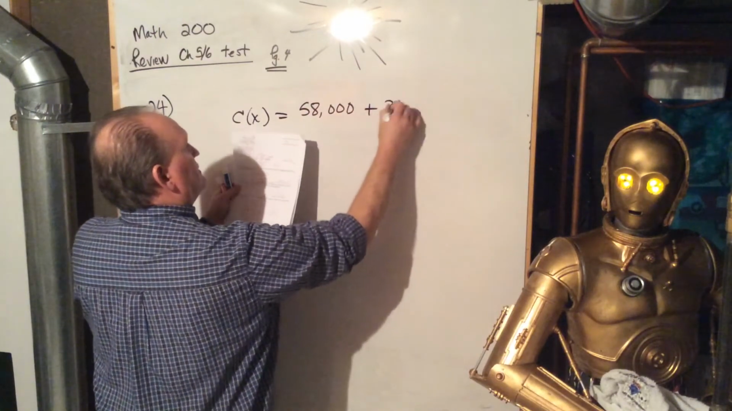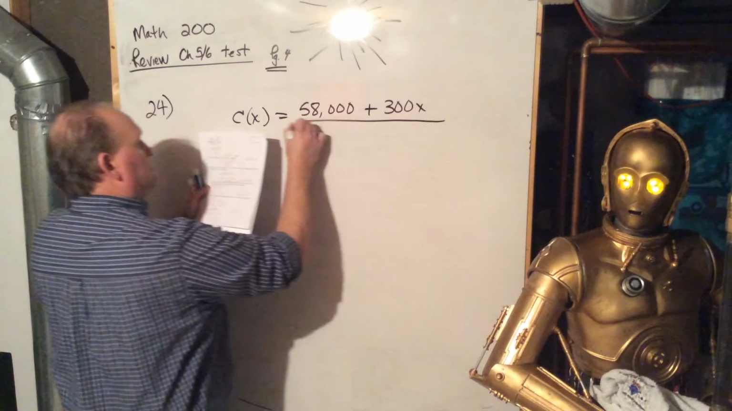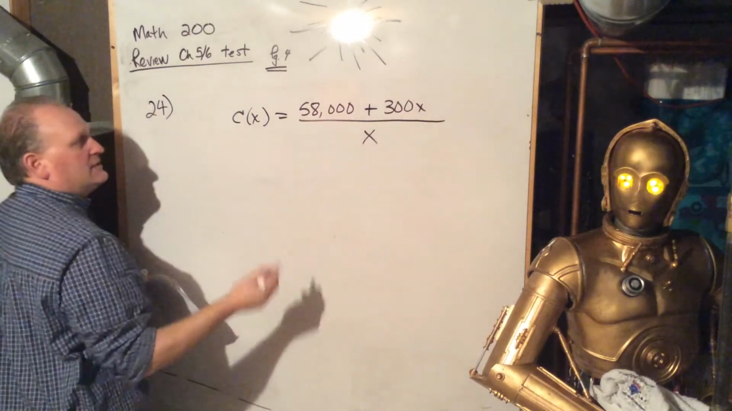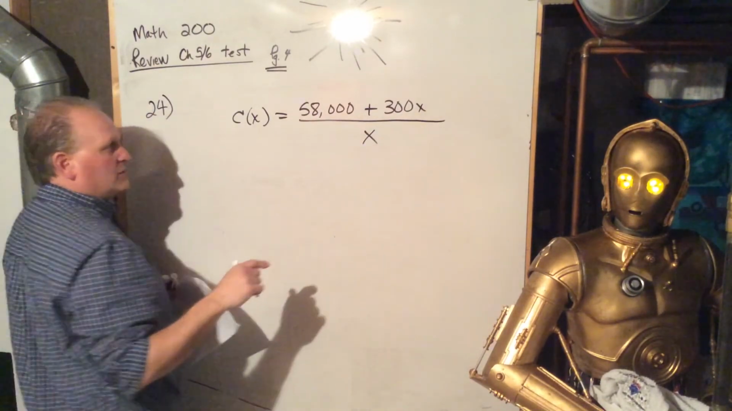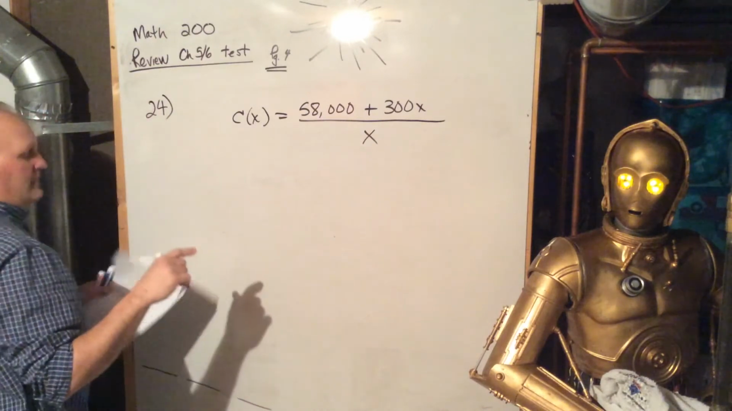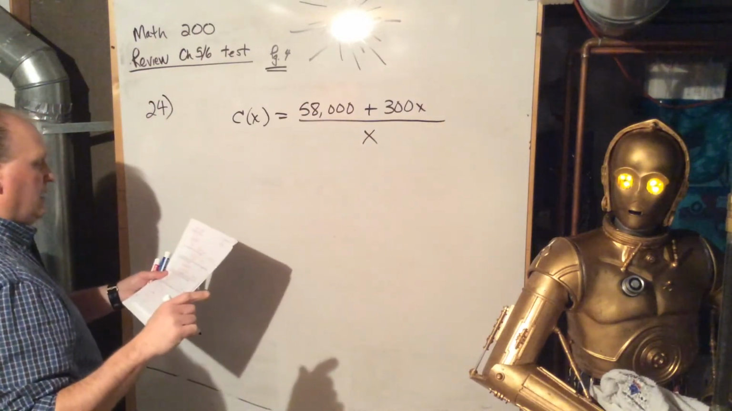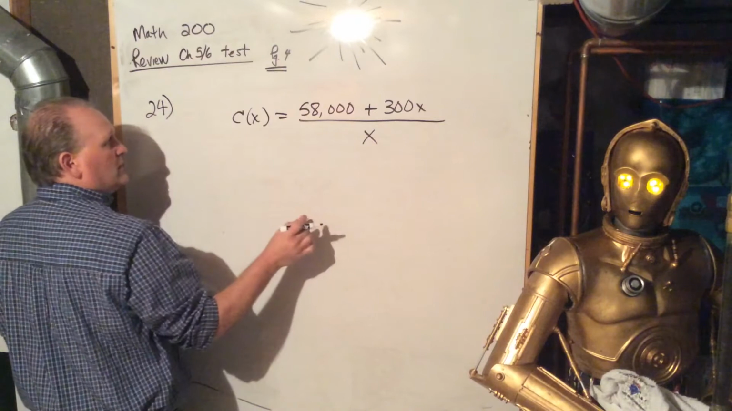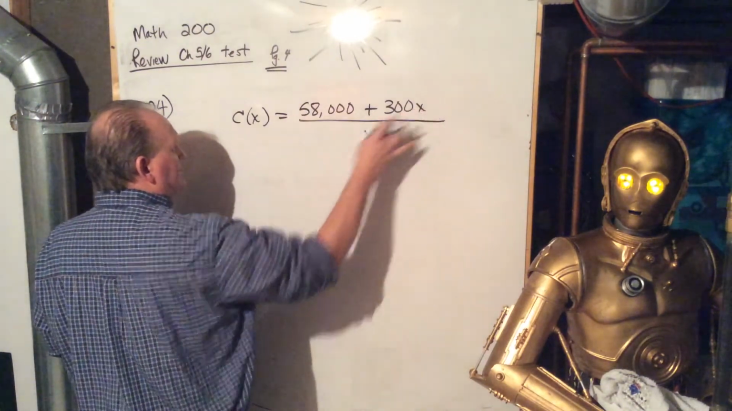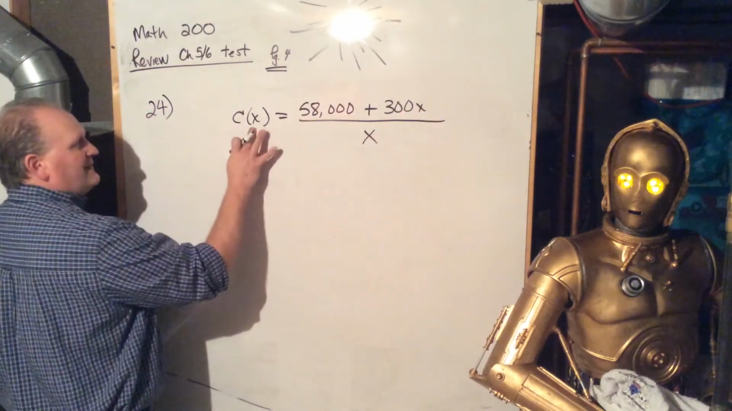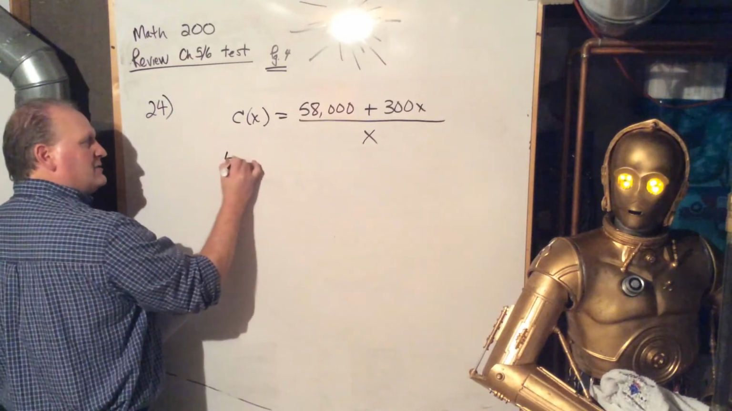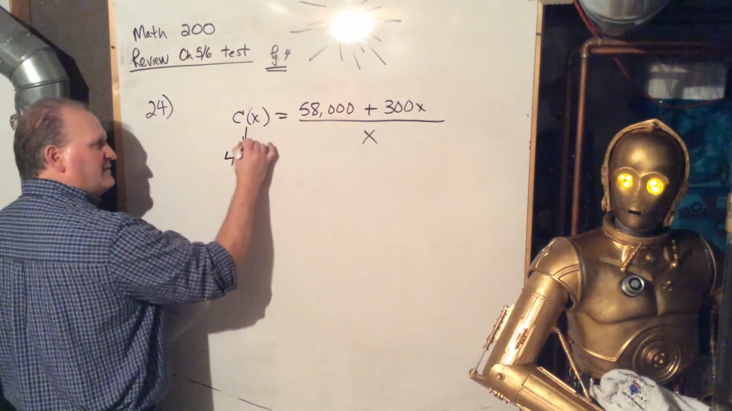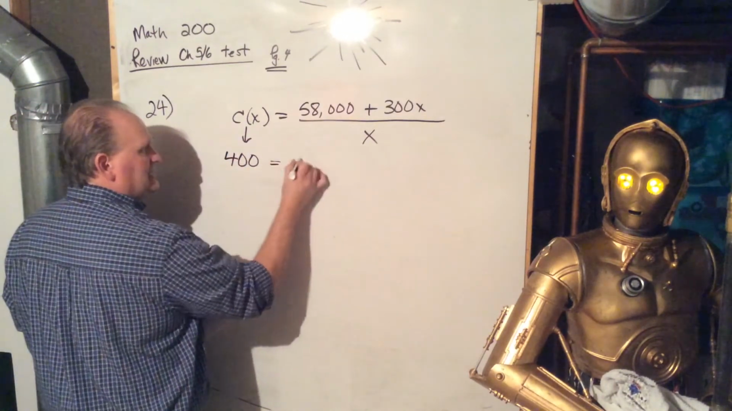58,000 plus 300x all over x. And so what we're going to do is sub in the value 400. But we're not going to put it in for x. X is the units produced. C of x is the cost. So they actually want us to put the 400 in for C of x, not x.